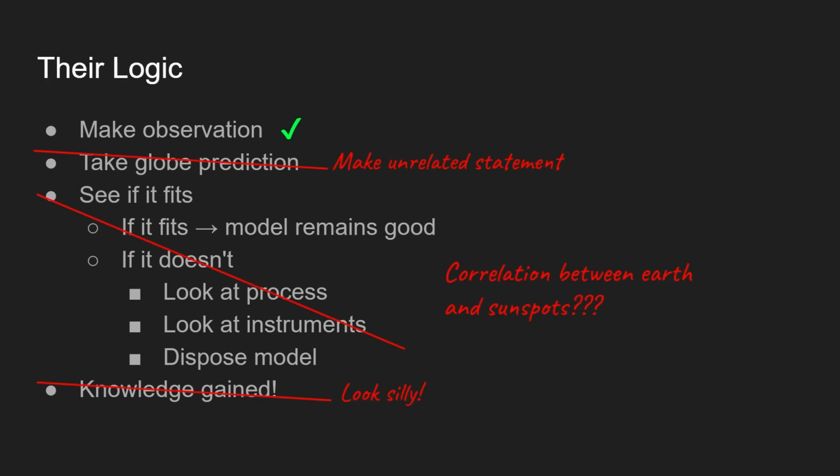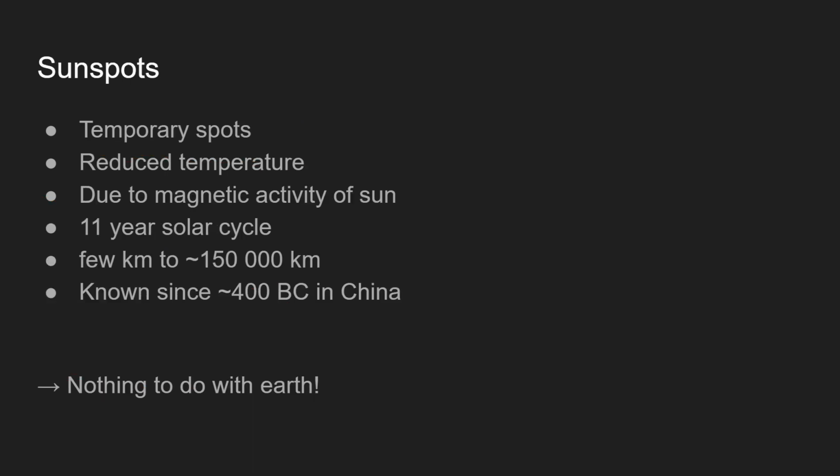Great. What did you do? Well, you made an observation. Cool. You took the globe prediction. Well, you didn't really. You made a completely unrelated statement: the sunspot fits more often in the sun than Earth does. Oh, okay. What's the problem? I need to ask it again. Where's the correlation between the size of the Earth and the size of a sunspot? Please tell me. What do you think a sunspot is? And apart from that, you didn't take the approach of knowledge gain, you just took the approach of looking rather silly, really. So yeah.